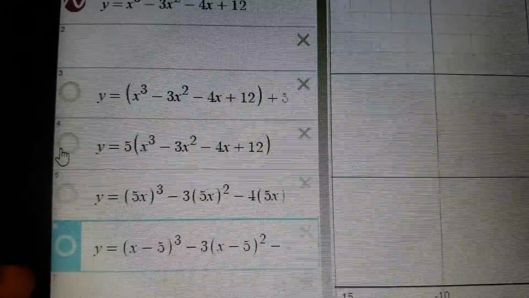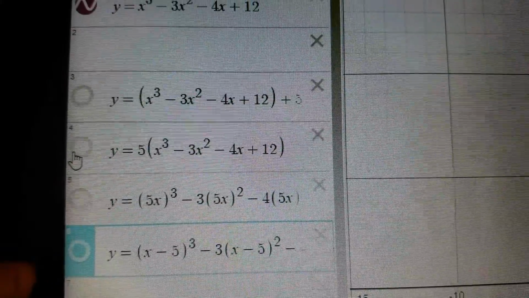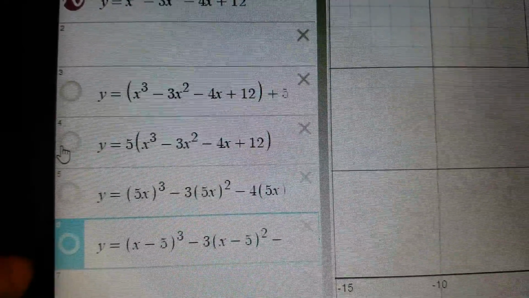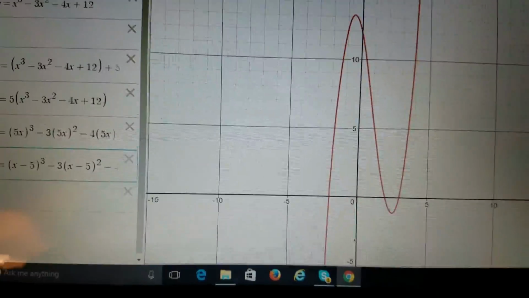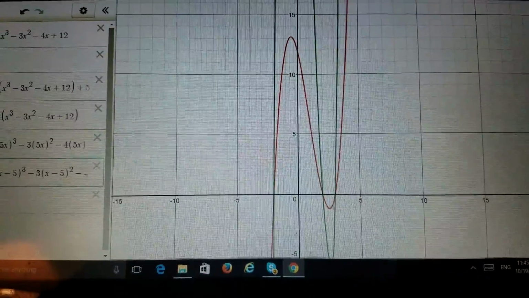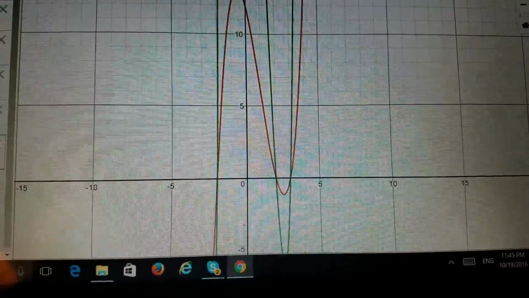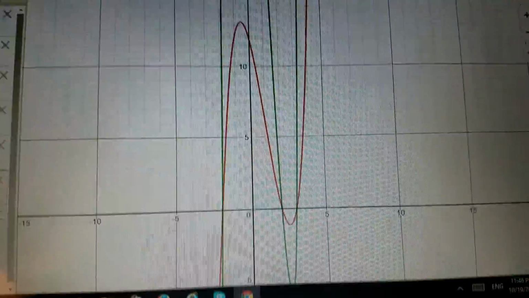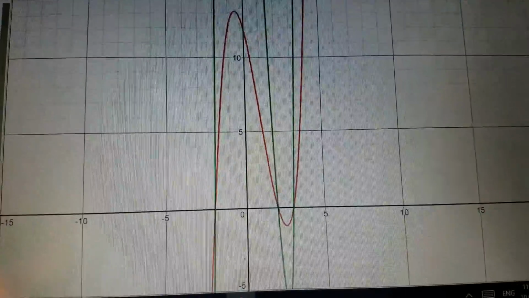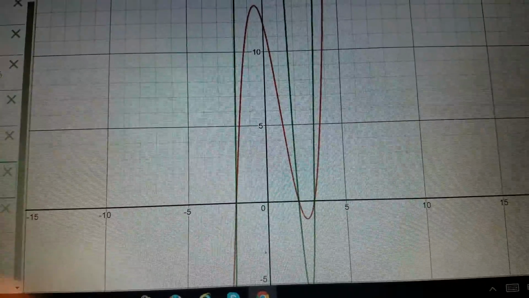So in answer choice B, you're multiplying the entire function by 5. So what this does is it stretches the graph vertically by a factor of 5, and this doesn't end up changing the x-intercepts. So that is why answer choice B is the correct answer.